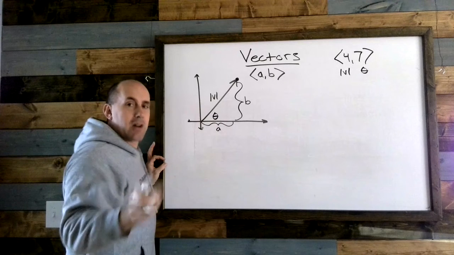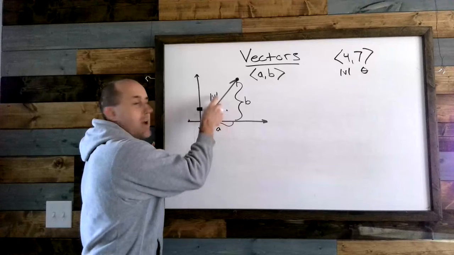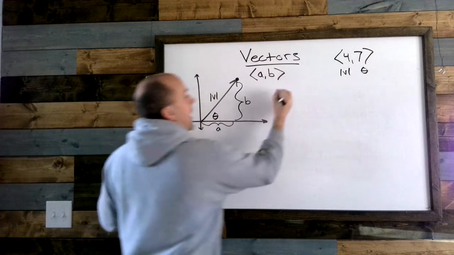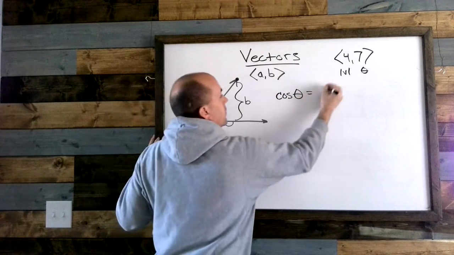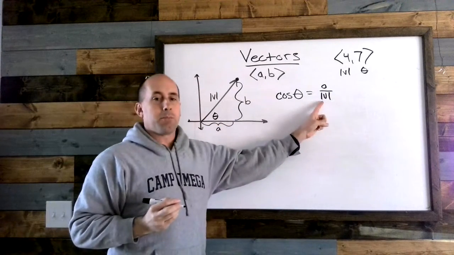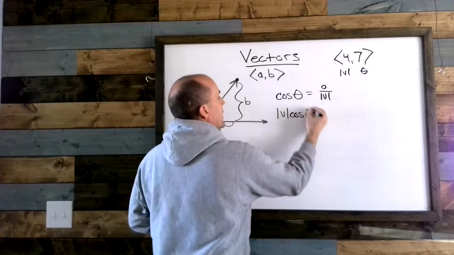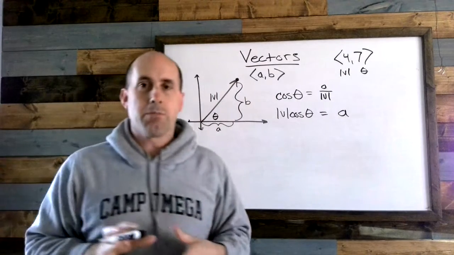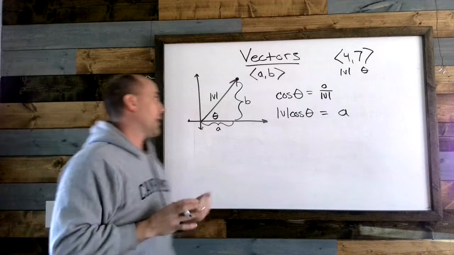Which trigonometric function has to do with the angle and the adjacent side and the hypotenuse? If you said cosine, you're right. In fact, we would say that the cosine of angle theta is equal to a divided by the magnitude of the vector. If you simply multiply both sides by the magnitude, you get the magnitude of the vector times cosine of theta is in fact equal to a. So just like in the last video, I have a couple of formulas that are really important for you to write down. These formulas are important for you to write down right now.